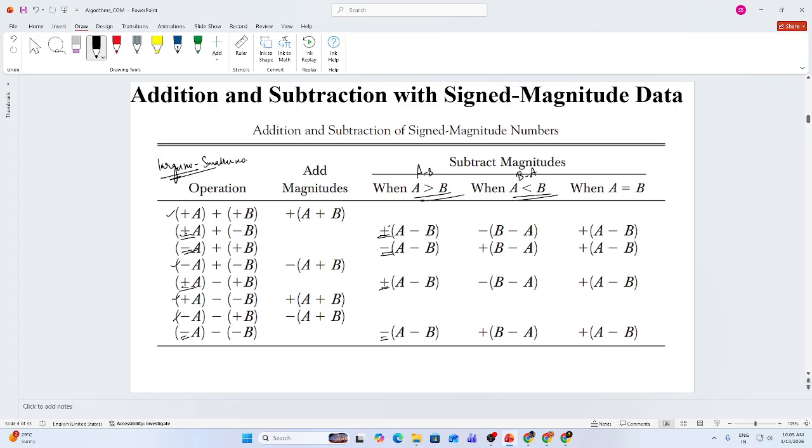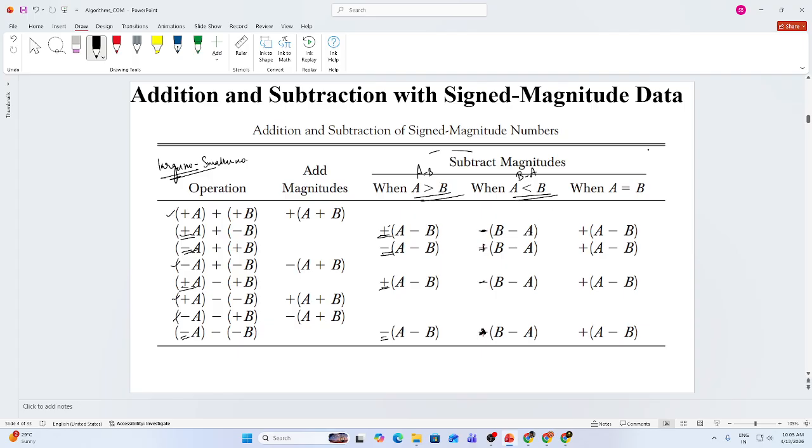Complement means my intention is to take a as the reference for deciding the sign. With reference to a, the sign of the result is the complement of the sign of a. Here a is positive, so the sign is negative. Here a is negative, so the sign of the result is positive. Here a is positive, so the sign of b minus a is negative. Here a is negative, so the sign of b minus a is positive. So like this I need to decide the sign.